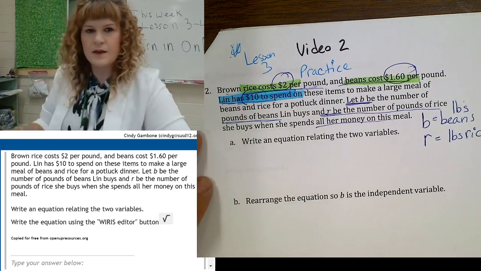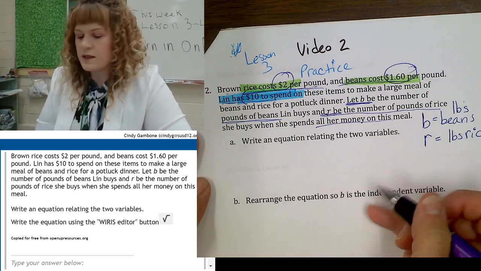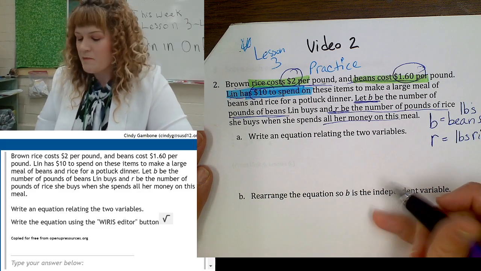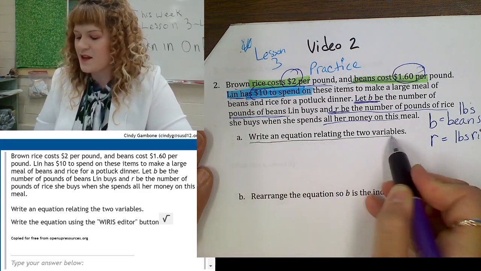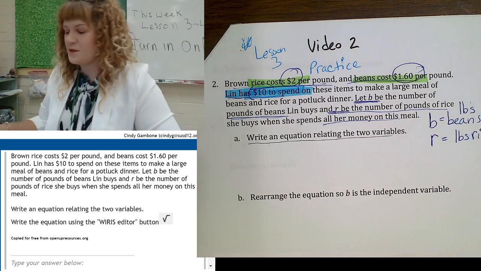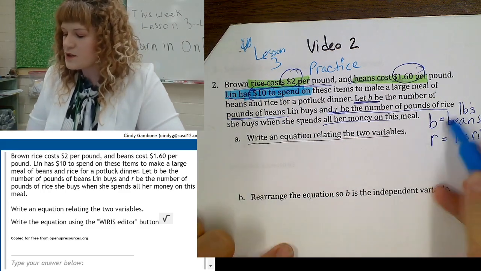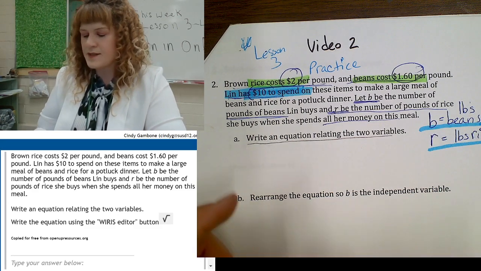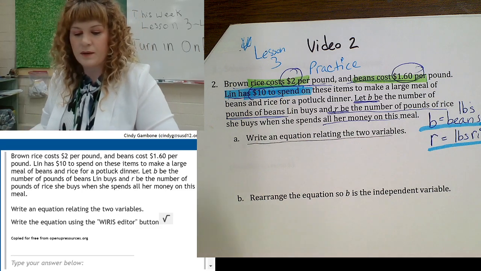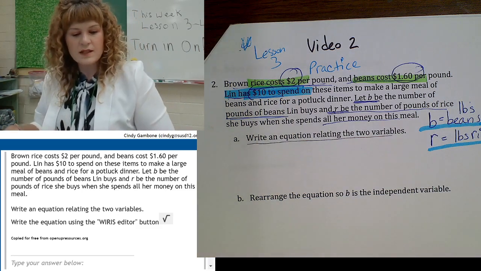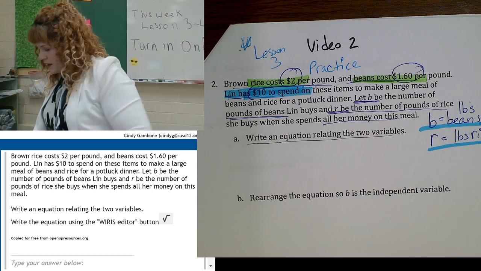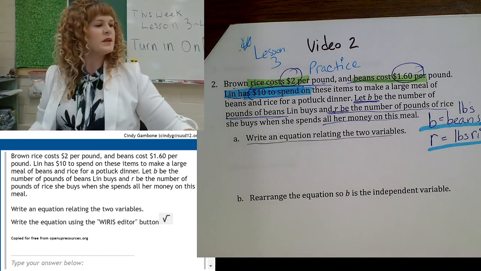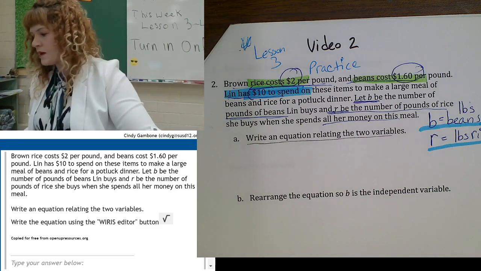Okay, question A. Write an equation relating the two variables. Well, by now, you must be pretty good at this. But they're not even helping you. They just said write an equation relating the two variables. So you have to know your two variables are B, pounds of beans, and R, pounds of rice. How are they related in this problem? Well, she only has $10 to spend. So they are related by that the combined price can only equal up to $10.